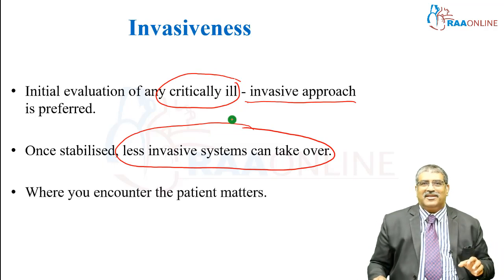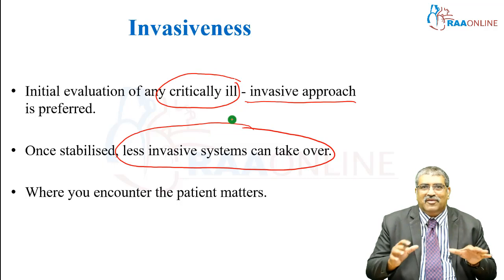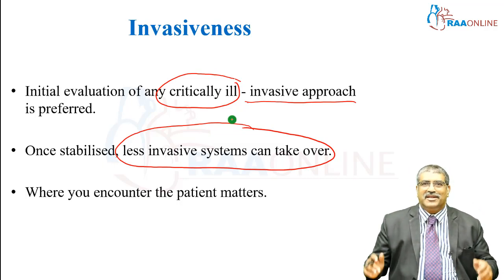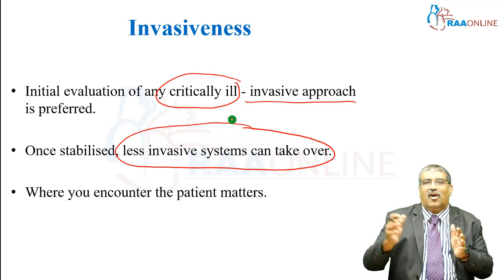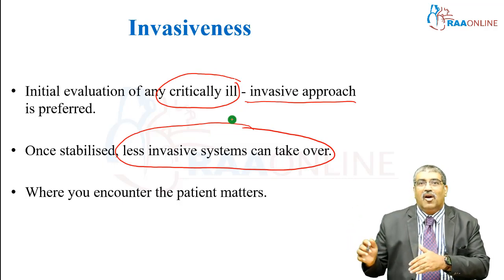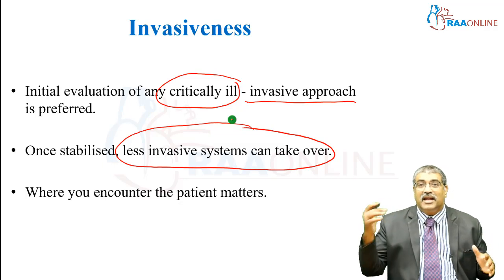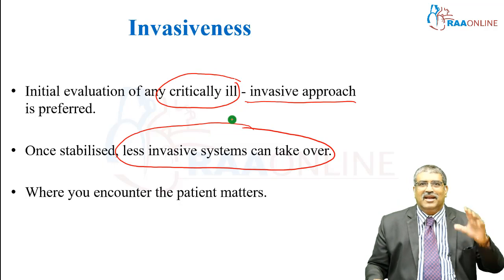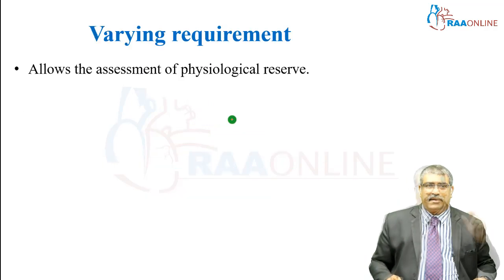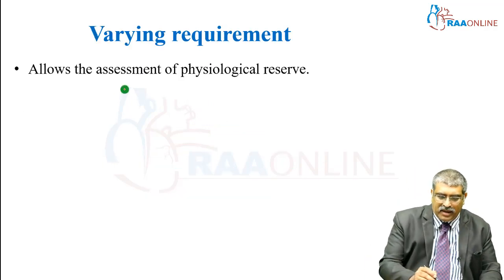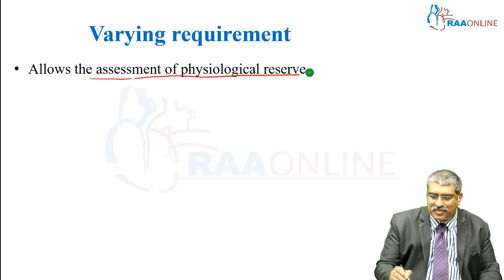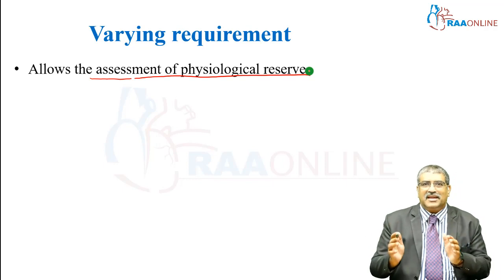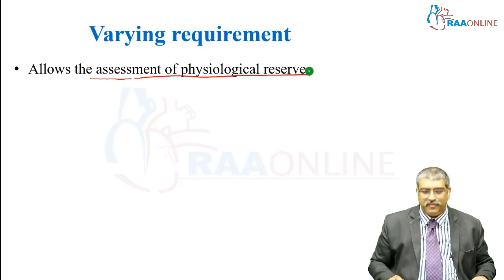The most important thing in deciding the invasiveness of the monitor is where you encounter the patient. Whether the patient is in a stabilized position or his hemodynamics is unstable, or a patient who was stabilized suddenly deteriorated. Where you encounter the patient, you can decide on the invasiveness of the monitoring. And this monitoring helps in assessment of your physiological reserve, whether the patient has adequate reserve.